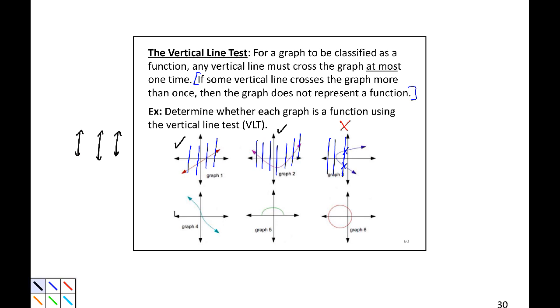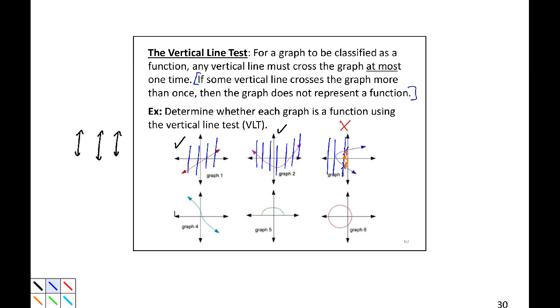And this vertical line test actually lines up with the definition of a function pretty well, as in one input having more than one output means it's not a function. Just do this. Here's my input that matches up with 2 outputs, those 2 points there. That means it's not a function by the definition of a function.